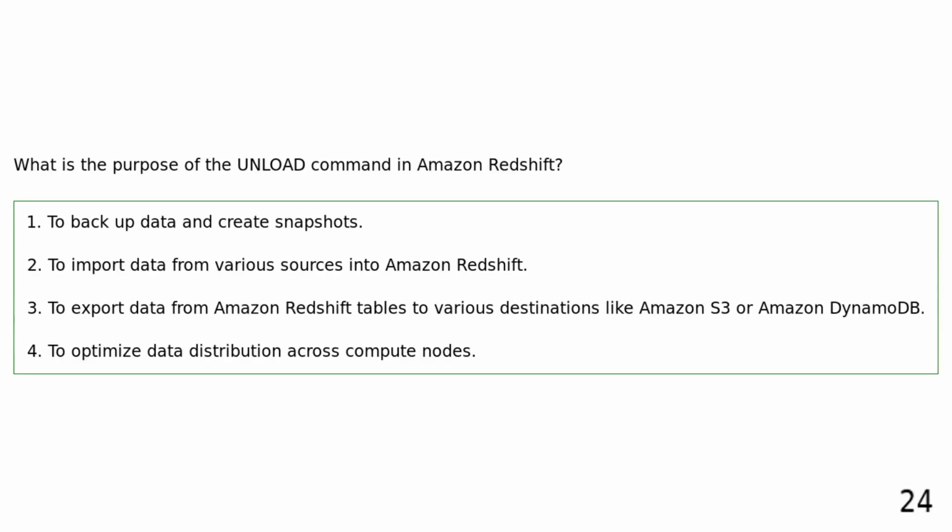What is the purpose of the unload command in Amazon RedShift? To back up data and create snapshots. To import data from various sources into Amazon RedShift. To export data from Amazon RedShift tables to various destinations like Amazon S3 or Amazon DynamoDB. To optimize data distribution across compute nodes.